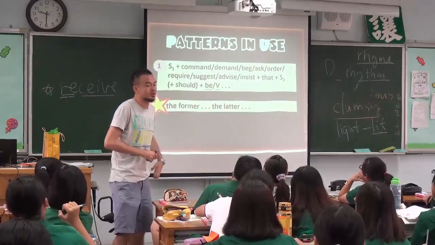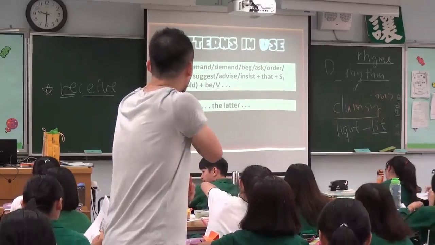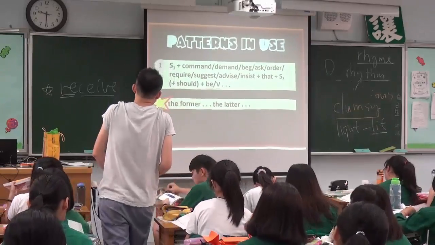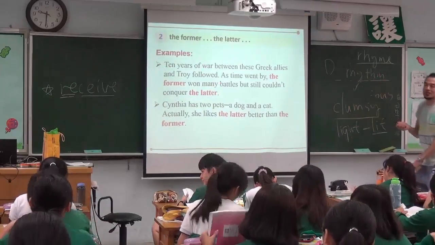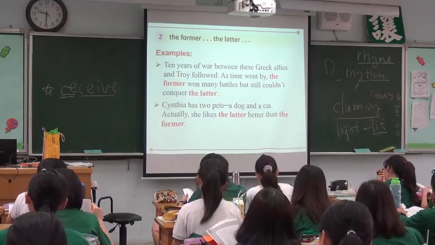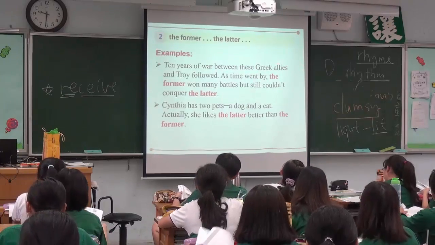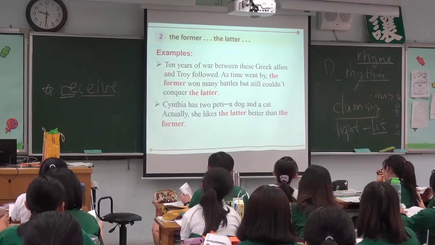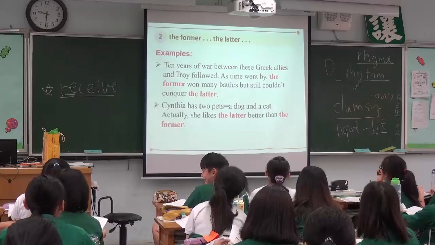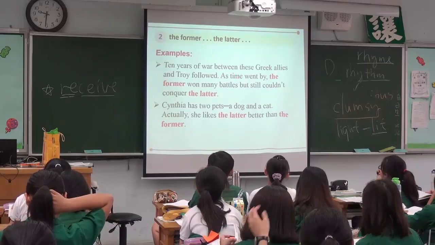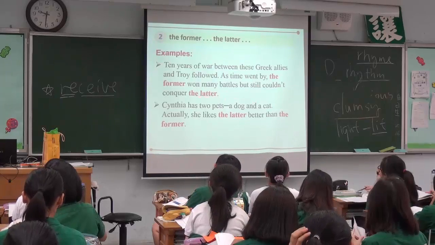Anyway, yeah, we need to move on with the sentence pattern. So could you please go to the page of the sentence pattern in the book? Today we need to talk about the second sentence pattern. This is very easy. So like here, for the first example, could you please read it? 10 years of war. Between these three, this word is an allies. Yeah, could you please read the sentence again? 10 years of war. And Troy followed. As time went by, the former won many battles but still couldn't conquer the latter.